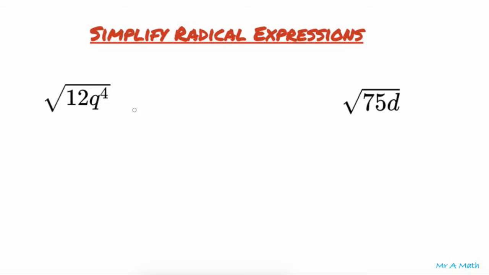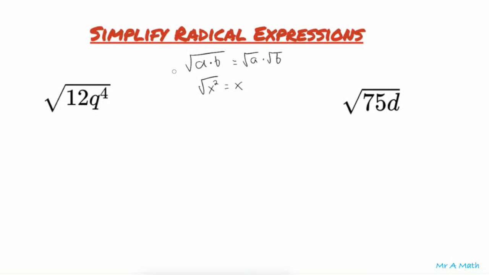Hey guys, so today we're going to be looking at simplifying some radical expressions. In this case, we have the square root of 12 times q to the 4. One thing to keep in mind before we do this is I know a few properties already. One of them is the square root of two numbers multiplied together is the same as the square root of the first number times the square root of the second number. The other thing that we know is the square root of some number squared is just equal to that number.